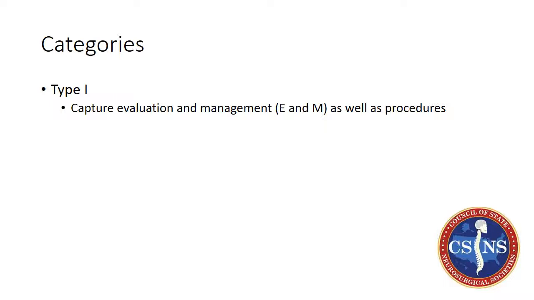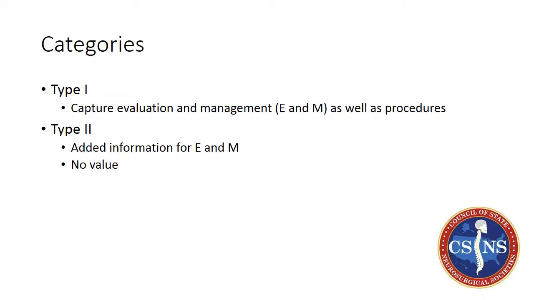There are 3 types of codes designated by Category 1, 2, and 3. The first category assigns 5-digit codes to evaluation and management, also known as E&M, surgery, anesthesia, radiology, pathology, and laboratory, and medication administration such as vaccines and chemotherapy.